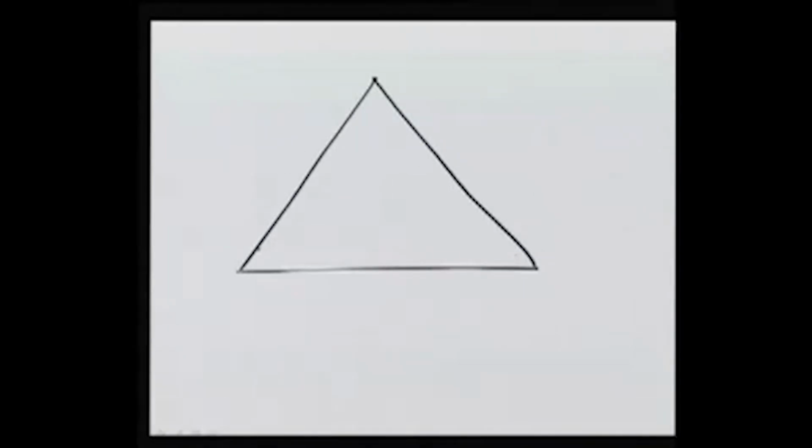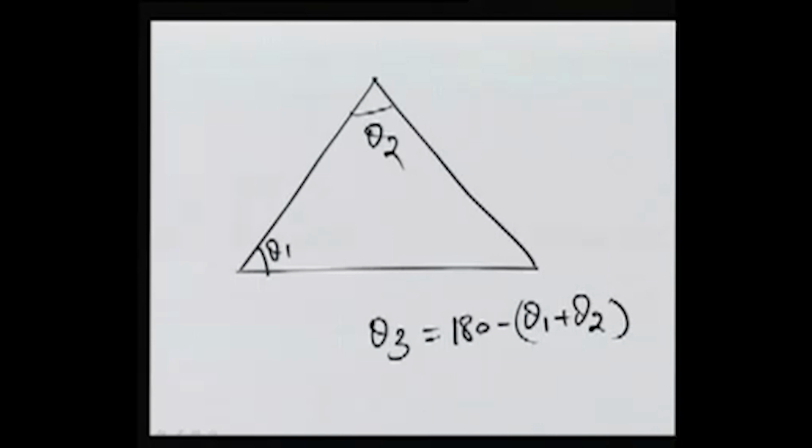In this triangle, theta 1 and theta 2 are measured, and now the triangle is defined. I can find the value of theta 3 as 180 minus (theta 1 plus theta 2). So this gives a unique solution. There is no redundancy here.